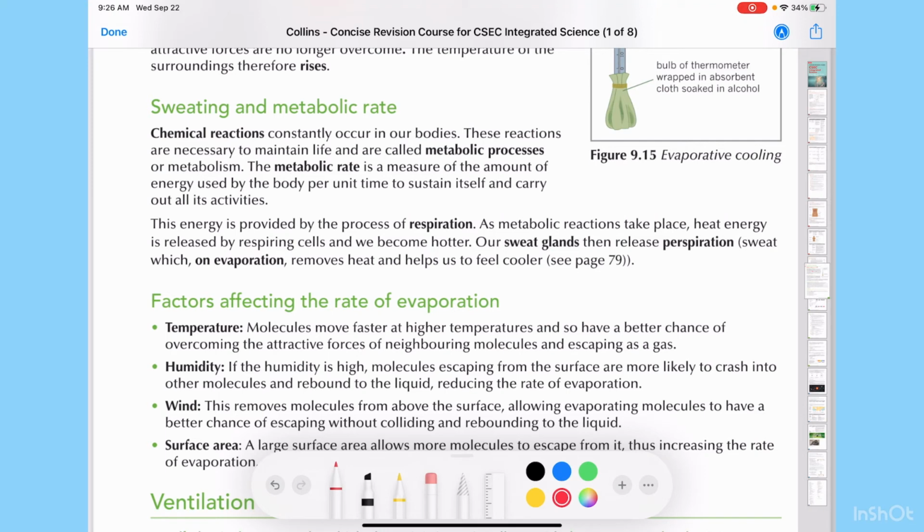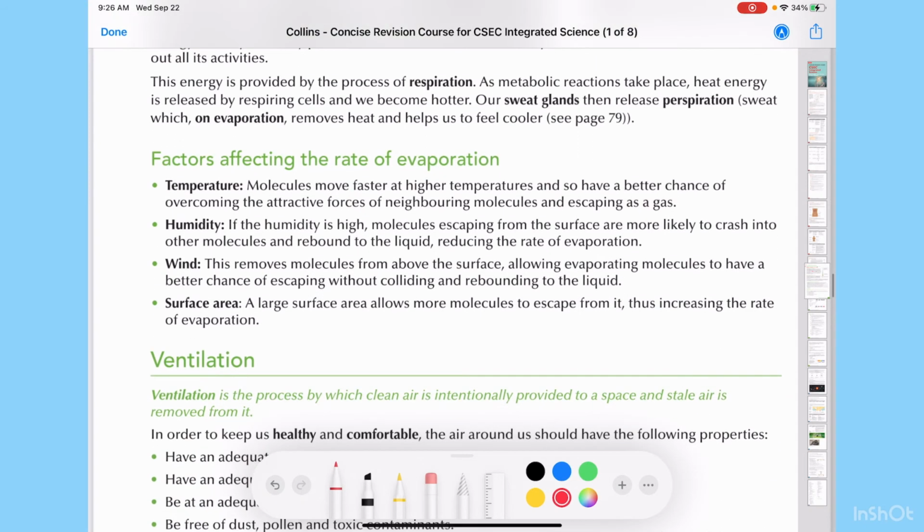Now there are several factors that affect the rate of evaporation. We're going to look at those 4 factors. The first one is temperature. We know that the higher the temperature, the more energy the particles will have. Typically, molecules will move faster at higher temperatures, so they have more energy. They also have a better chance to overcome the attractive forces in the liquid state and escape as a gas. So higher temperatures tend to allow for a faster rate of evaporation.